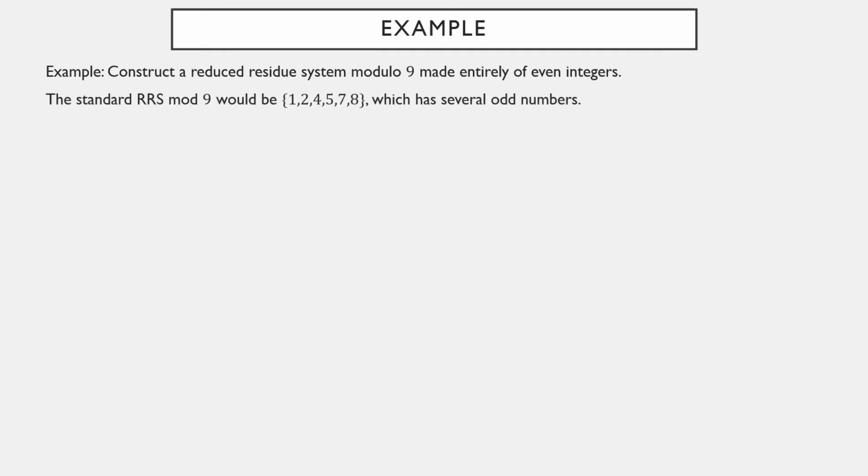All right, so let's start taking a look at some examples. Can we construct a reduced residue system mod 9 entirely made of even integers? We might start with the standard reduced residue system mod 9. List out 0 through 8, remove elements that have a common factor with 9, so specifically we've removed 0, 3, and 6. However, a few odd numbers remain, so we haven't finished the problem. We can't just get rid of those odd numbers, because phi of 9 is 6, so a reduced residue system mod 9 has to have 6 elements. So if we just strike out 1, 5, and 7, we would only have 3 numbers left.